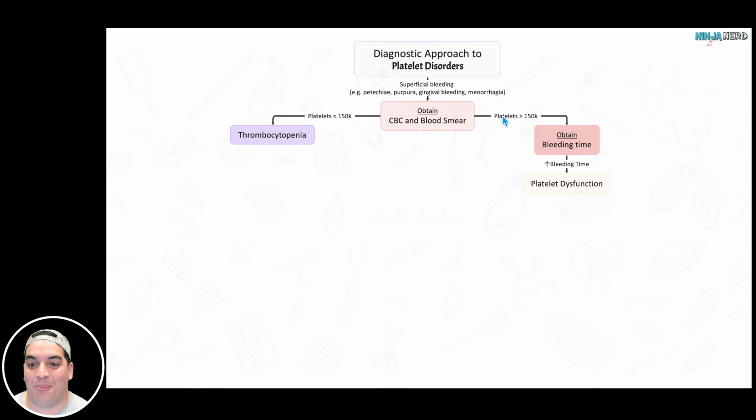What if the platelets are completely stone cold normal, but they're still bleeding? That could suggest platelet dysfunction. Is it von Willebrand? Is it GP1B with Bernard-Soulier, Glanzmann thrombasthenia? Is it uremic platelet dysfunction? Is it drugs? How do I know?